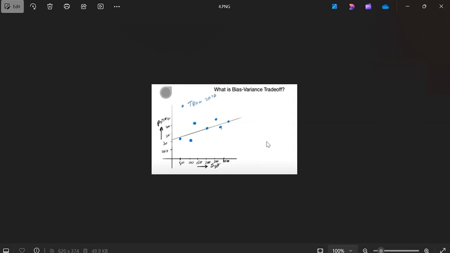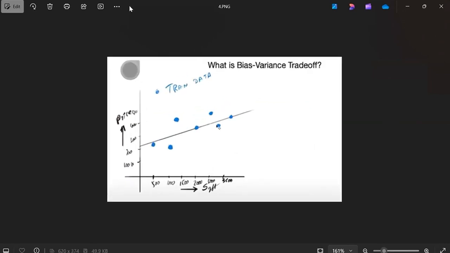Now, next one. In this graph, is the testing point close to the model and the training point far or not?